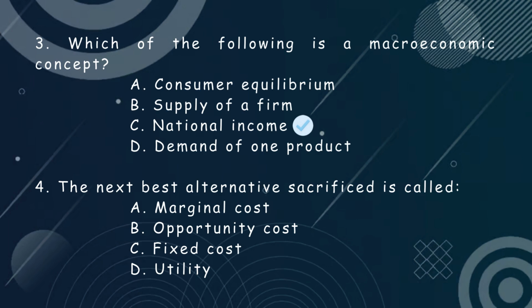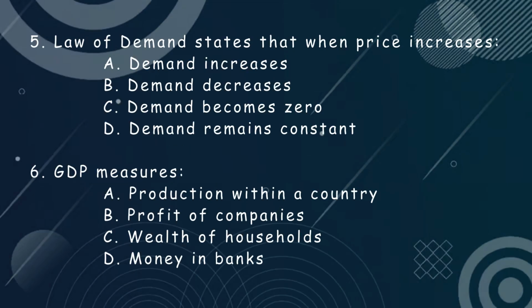Question number 4. The next best alternative sacrificed is called A. Marginal cost. B. Opportunity cost. C. Fixed cost. D. Utility. Answer: B. Opportunity cost.